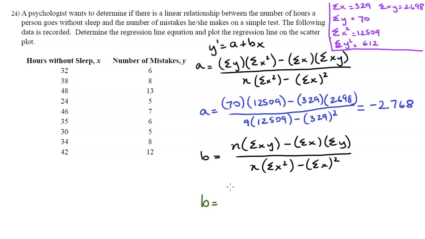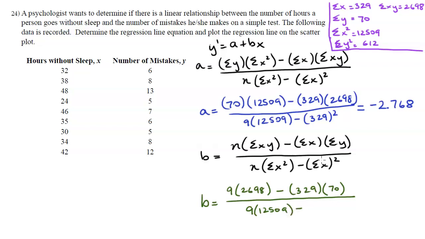Just want to be very careful that I write everything correctly. So 9 pairs times the sum of xy, that's 2698, minus the sum of x, 329, times the sum of y, which is 70, over, and again, times the sum of x squared, 12509, minus the sum of x, 329 squared.